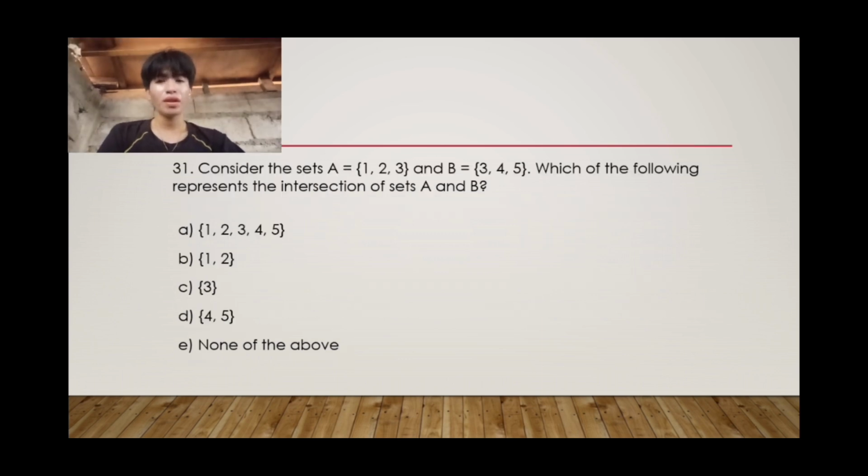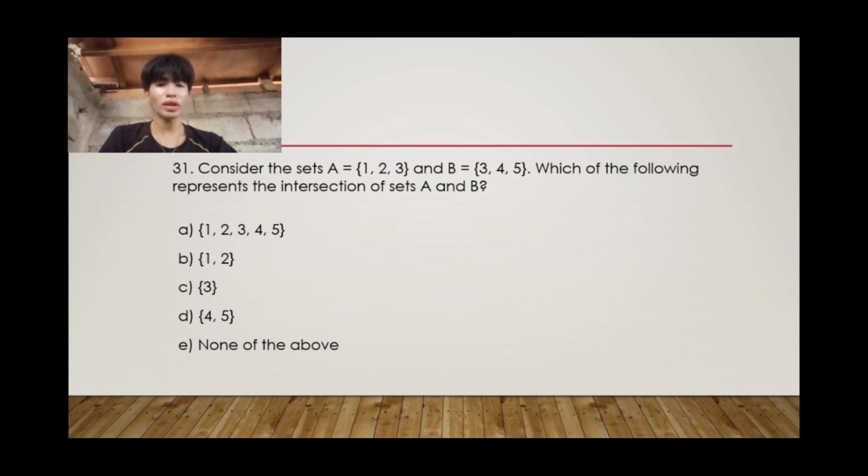Next, consider the sets A equals the set of 1, 2, 3, and set B, we have 3, 4, 5. Which of the following represents the intersection of sets A and B? A, set 1, 2, 3, 4, 5. B, set 1 and 2. C, set 3. D, set 4 and 5. Or E, none of the above.